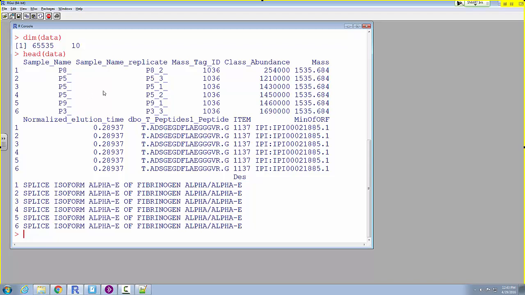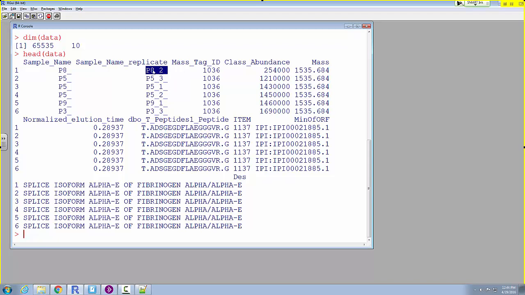What I do have is, so the first 2 columns are identifiers for the sample. For example, P8_2 indicates this was the 8th patient, a diabetic person, and each person was measured 3 times. So this is 3 technical replicates for each individual. Technical replicates run in triplicate.